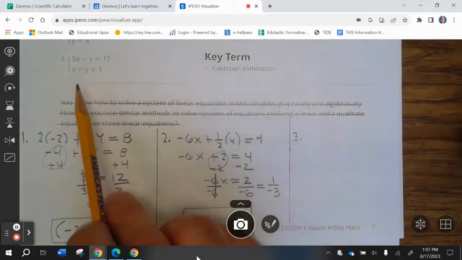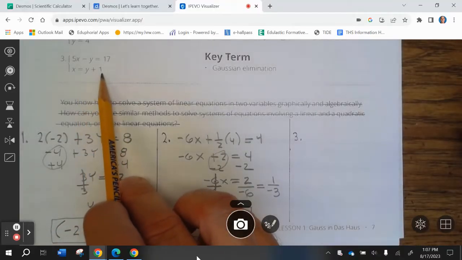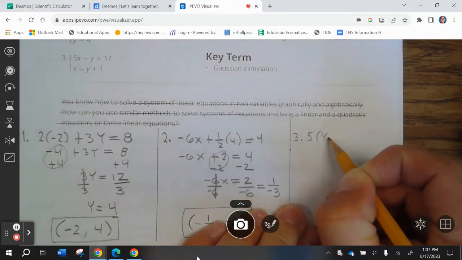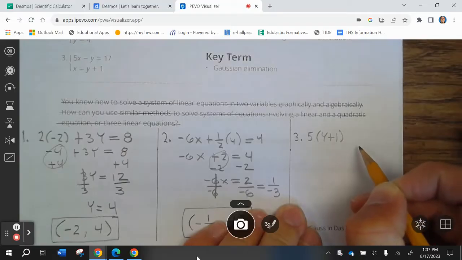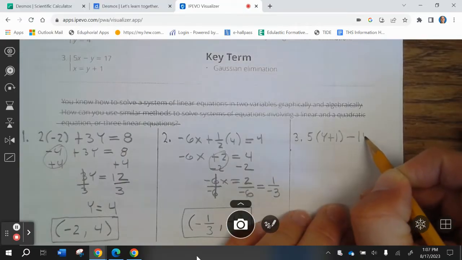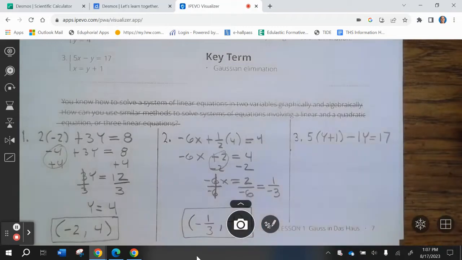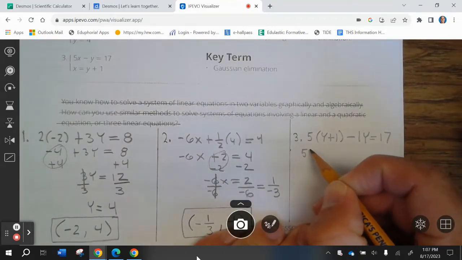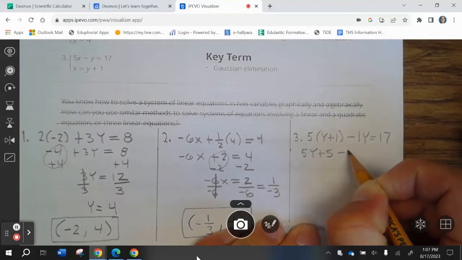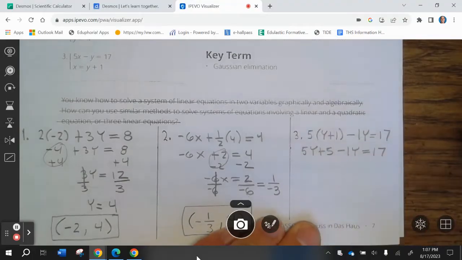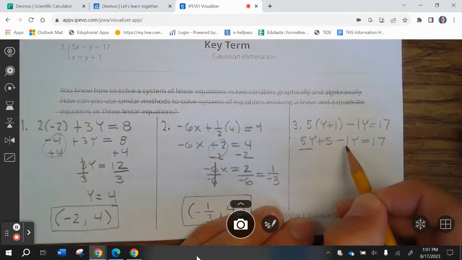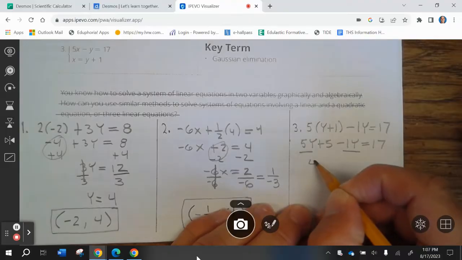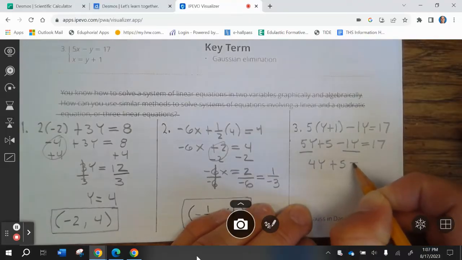So here we see that x equals y plus 1. So we're going to substitute y plus 1 in for x and solve for y. So we have 5 times y plus 1 minus, let's go and make that 1y, equals 17. So now we distribute. 5 times y plus 1 is 5y plus 5 minus 1y equals 17. We can combine that 5y minus 1y, so that becomes 4y plus 5 equals 17.